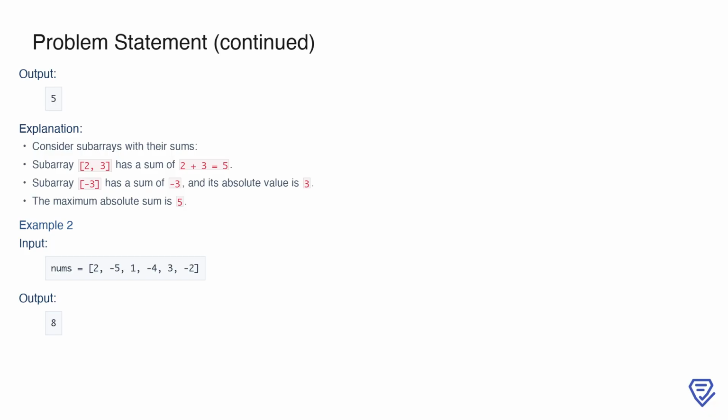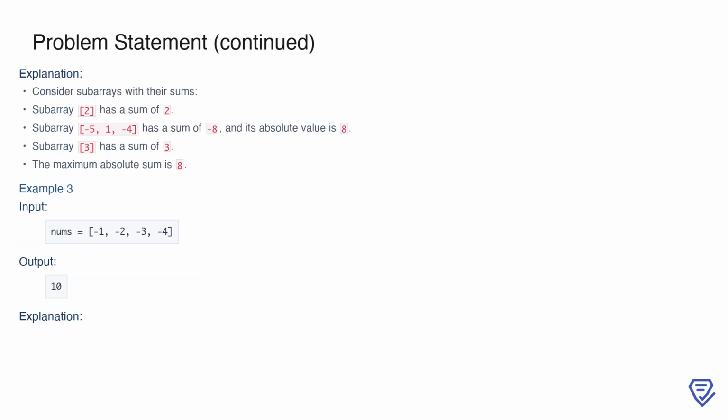Now let's look at another example with the input array 2, -5, 1, -4, 3, -2. For this array, the output is 8. To understand this, consider the various subarrays. The subarray 2 has a sum of 2, while the subarray -5, 1, -4 has a sum of -8. Taking the absolute value, we get 8, which is the highest absolute sum for any subarray here. Another subarray 3 has a sum of 3, but that's still smaller in magnitude compared to 8.